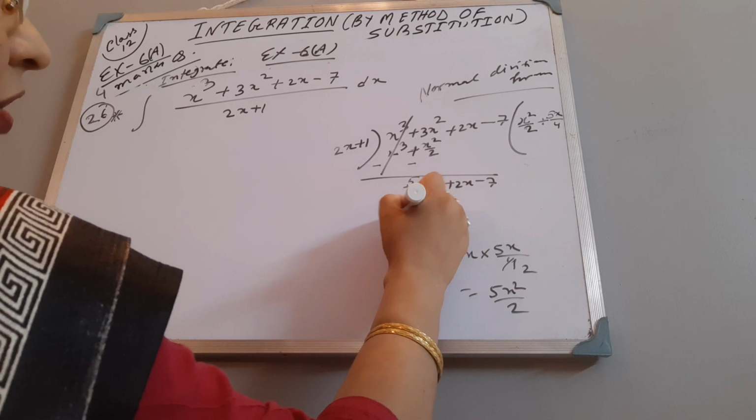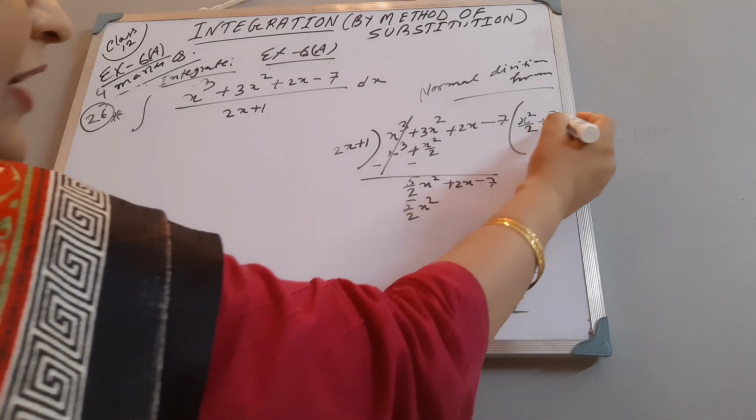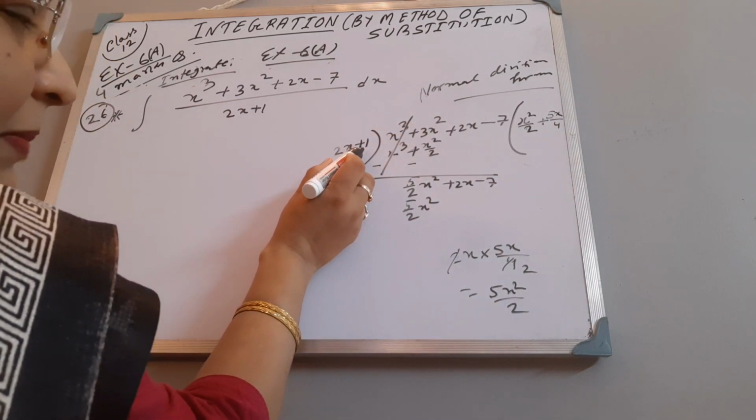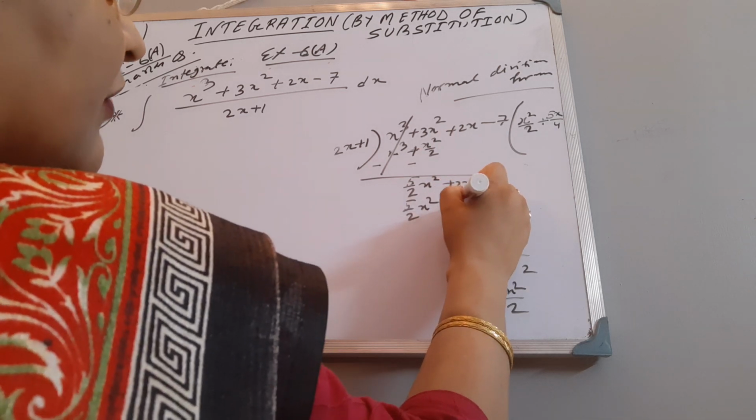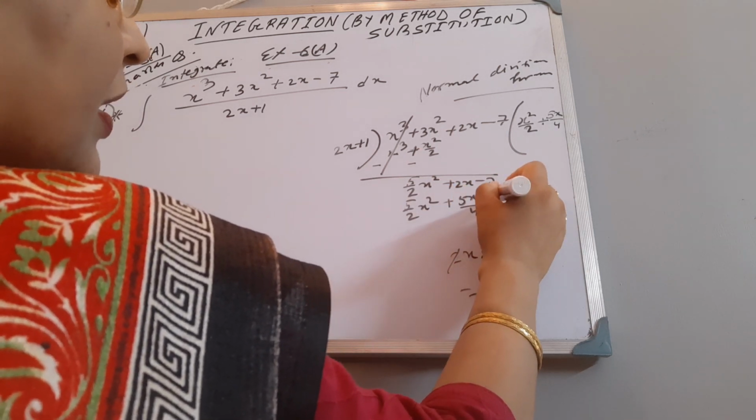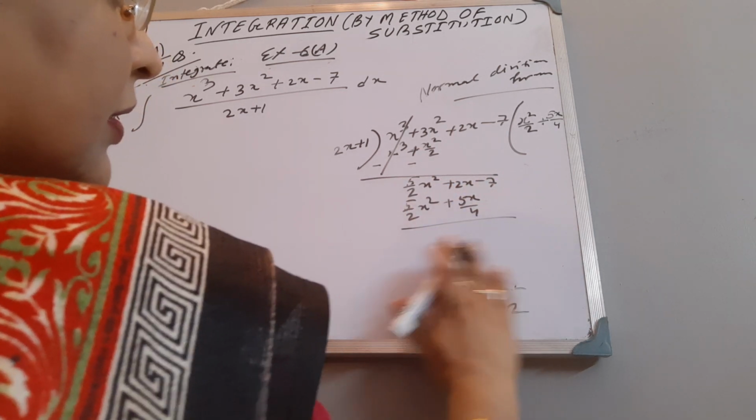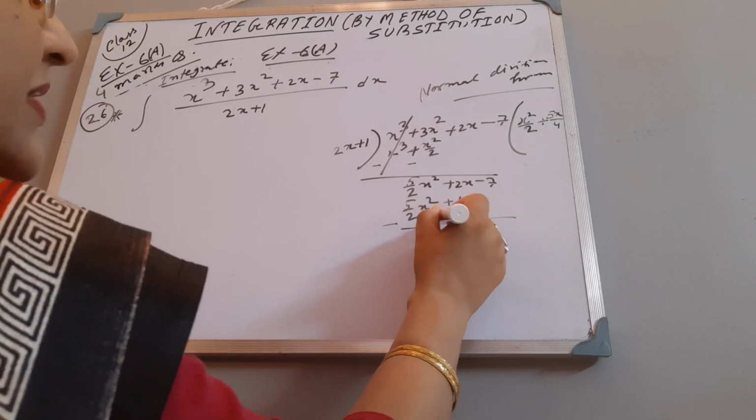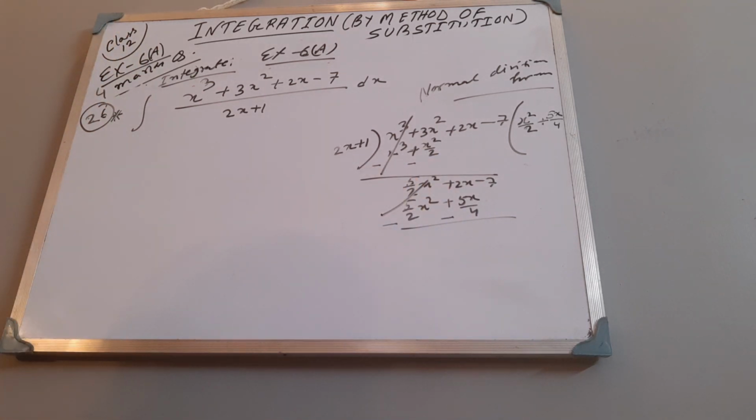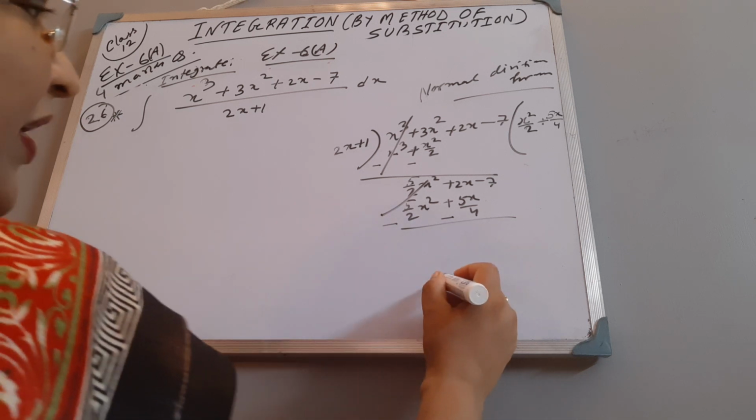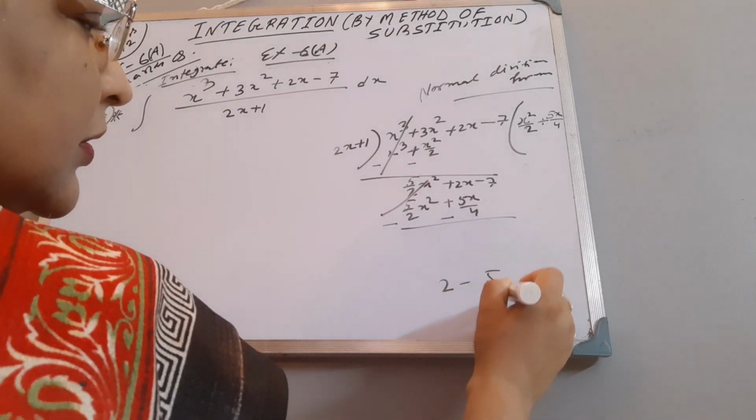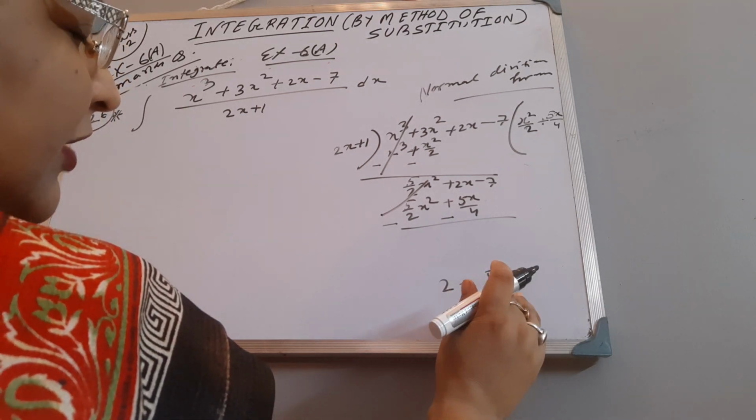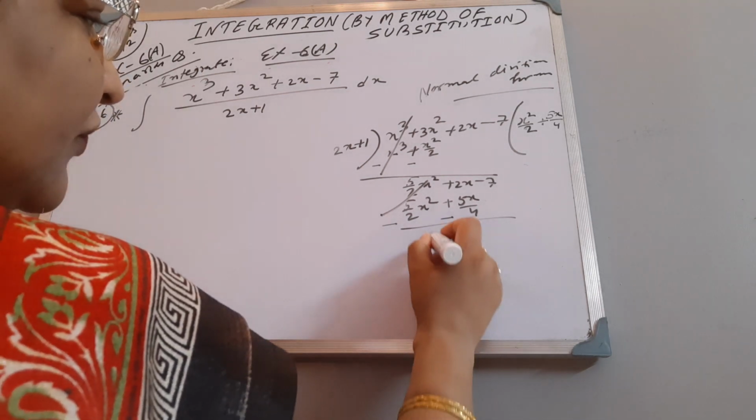So now we have got 5 by 2 x square, and 5x by 4 will be multiplied by 1 also. So we will get 5x by 4. Again minus minus, these two terms will be cancelled. Now 2x minus 5x by 4. So 2 minus 5 by 4 means 8 minus 5 is 3. So it is coming 3 by 4.